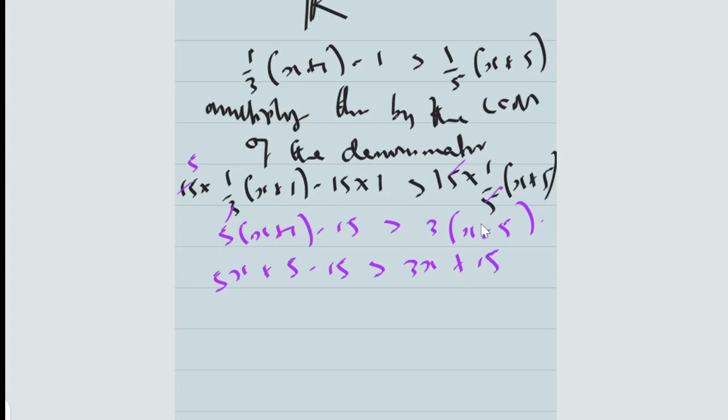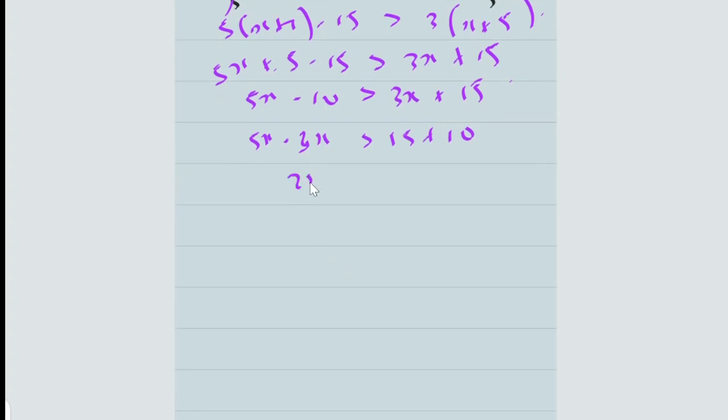I hope you understand now. So if you like, you can collect the like terms. But before collecting the like terms, why not add these two together? So this will give you minus 10 greater than 3s plus 15. Then you can collect the like terms by bringing this here and this here. So 5s minus 3s greater than 15 plus 10. Then this will give me 2s greater than 25. Then you can divide both sides by 2. Then s is greater than 25 divided by 2, which implies that s is greater than 12.5, 12 and a half.